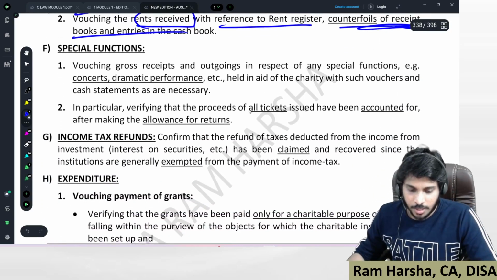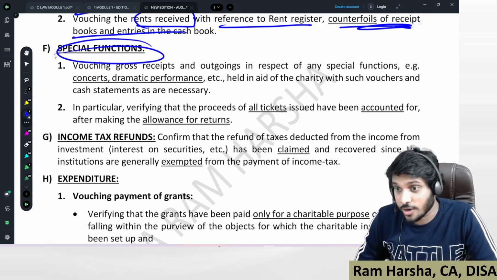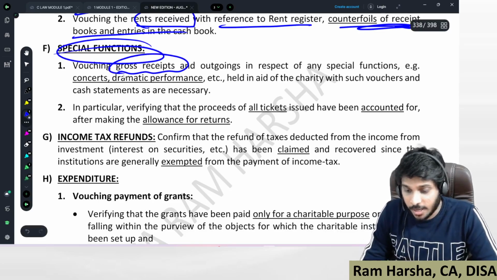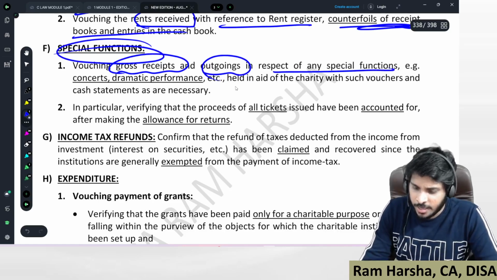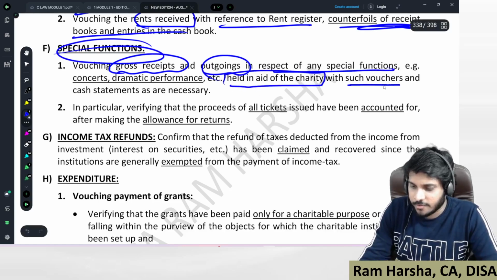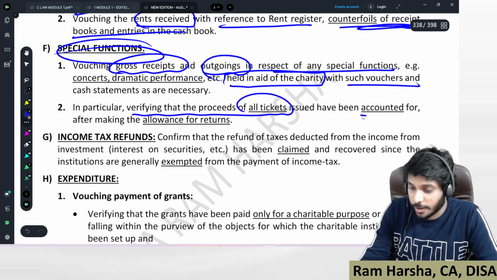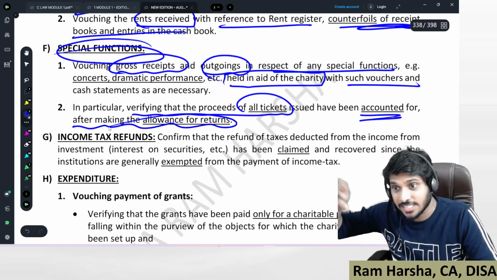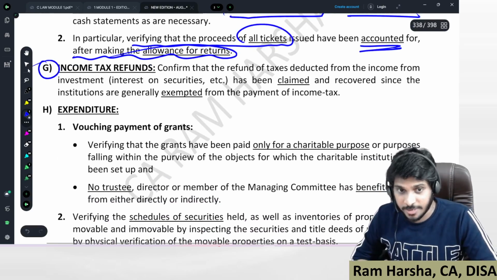book. And suppose the charitable institute has carried out any special function, event, program or project, verify the gross receipts and outgoings in respect of any special event held in aid of charity with such vouchers. In particular, verify the proceeds of tickets sold, whether they are accounted for after making allowances for ticket returns, cancellations, all that.